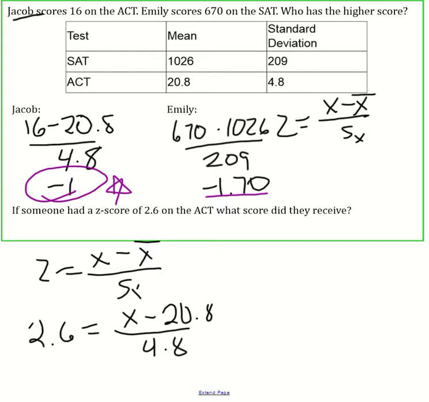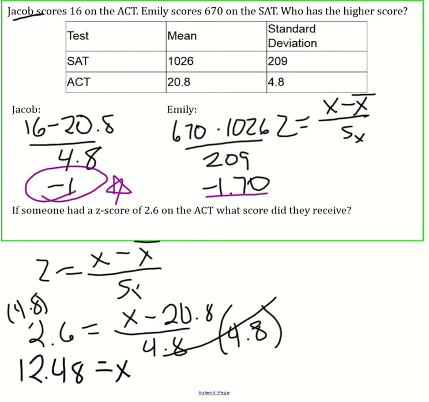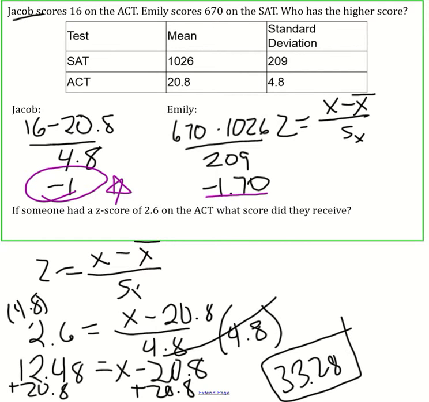Now we can solve this. Multiply both sides by 4.8. 2.6 times 4.8 is 12.48. So 12.48 equals x minus 20.8. We add 20.8 to both sides. 12.48 plus 20.8 gives us 33.28 for their ACT score.